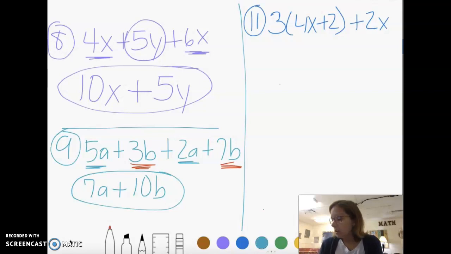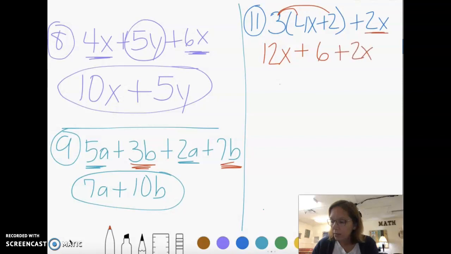And then the last one I wanted to do for you was this number 11, which is a little bit more complex because you just have some extra steps in it. So the first thing I have to do to solve this expression is the distributive property. I need to distribute this 3. It'll let me draw a line because I'm kind of close to the top of the screen. Okay, there we go. So 3 times 4x is going to be 12x, and 3 times 2 is going to be 6. And then I'm just going to bring down this 2x because I haven't used it yet.